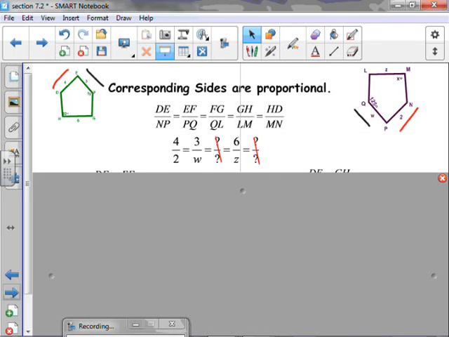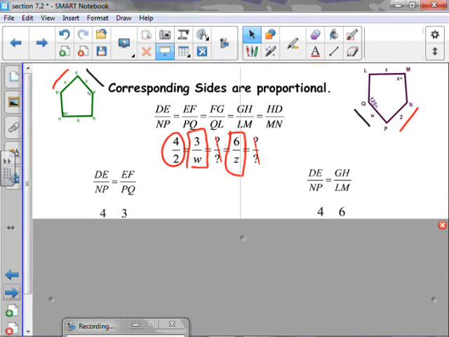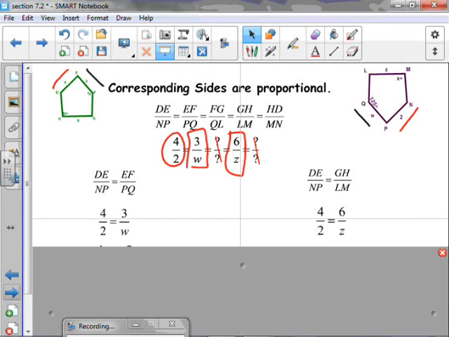So what I do is I do DE over NP, and I get 4 over 2. Once I know that these are 4 over 2, I know that they all must be 4 over 2, or similar to it. So 4 over 2 must equal 3 over W. This is one I need to solve. And that must equal 6 over Z. Okay? So if that is true, then I have DE over NP equals EF over PQ.